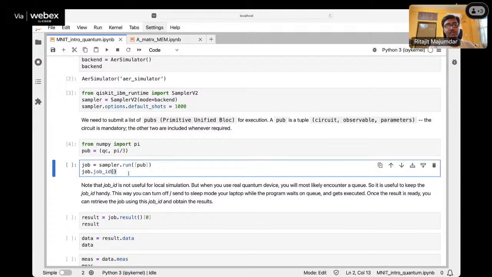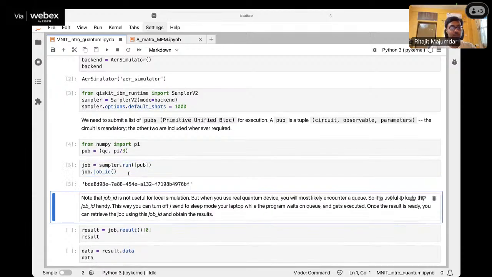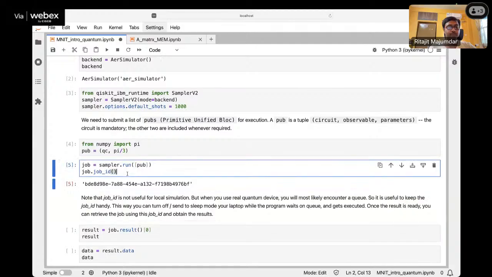Now this is just a local simulation. This simulation is happening on my laptop. So there is no queue or anything. But when you go and run this on real quantum hardware, many people are trying to use that hardware, so there will definitely be a queue. And if you submit it at this point, it may be executed at some later point, maybe an hour later, your circuit gets executed. So will you just sit in front of the device and wait for the circuit to get executed? That makes no sense.